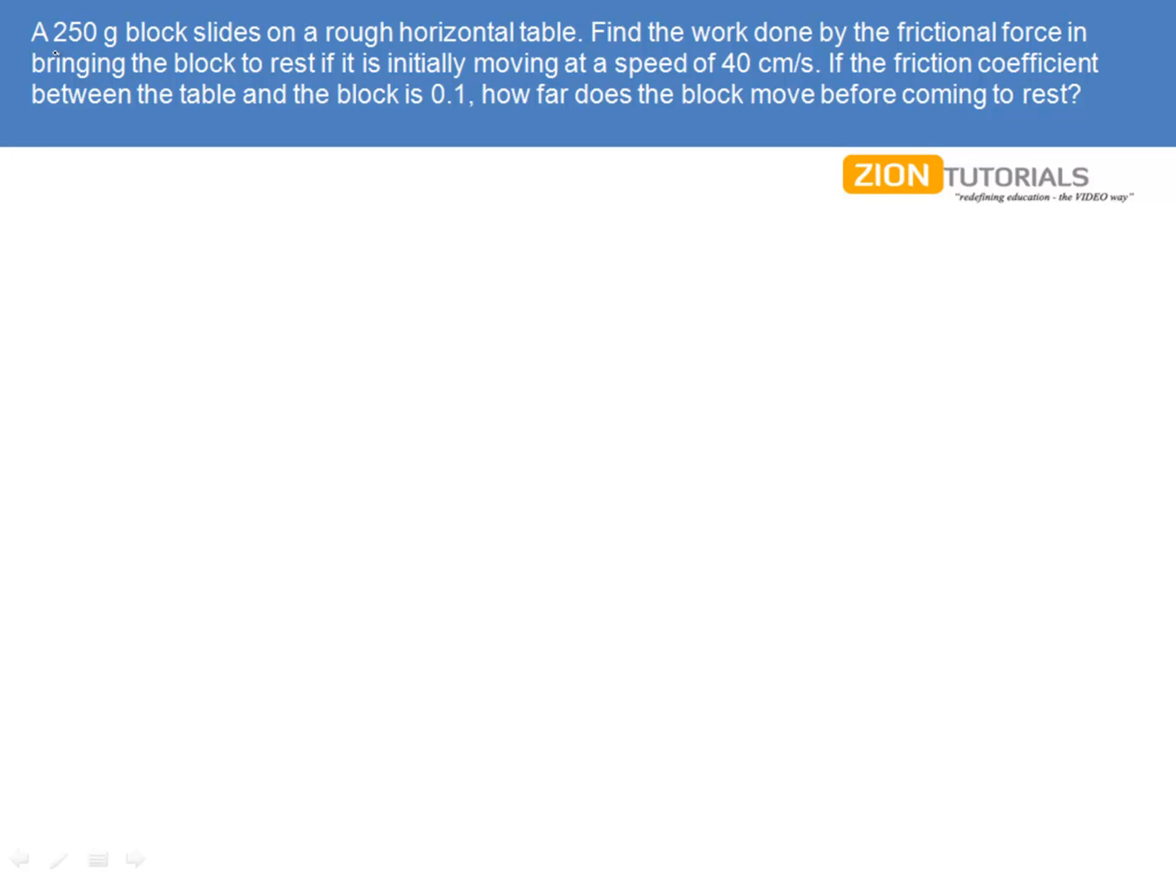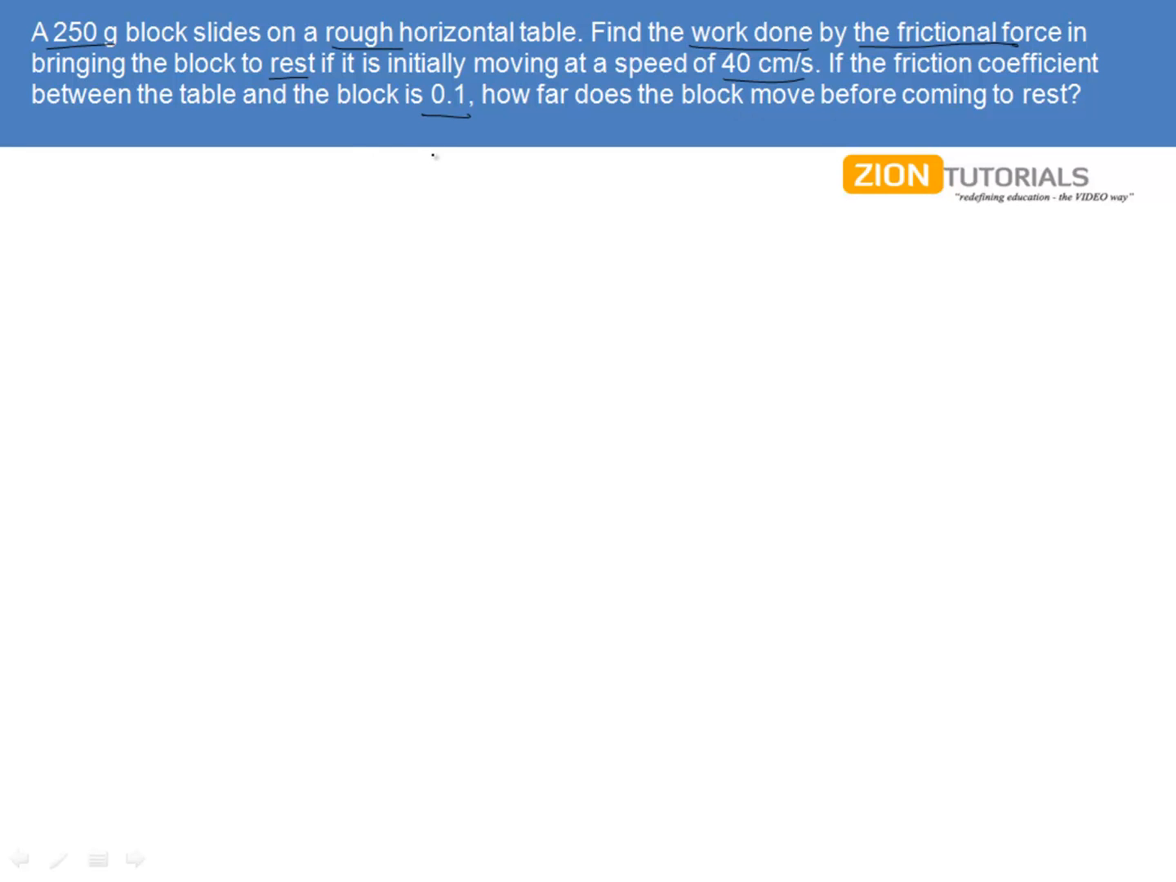As the question says, a 250-gram block slides on a rough horizontal table. Find the work done by the frictional force in bringing the block to rest if it is initially moving at a speed of 40 centimeters per second. If the friction coefficient between the table and the block is 0.1, how far does the block move before coming to rest?